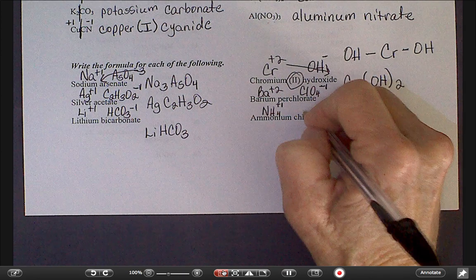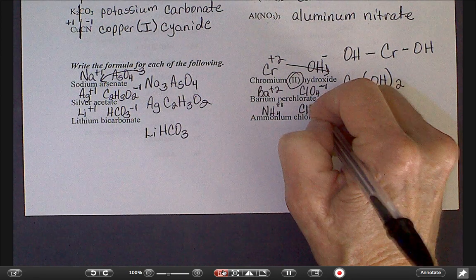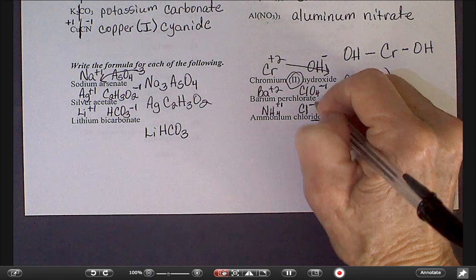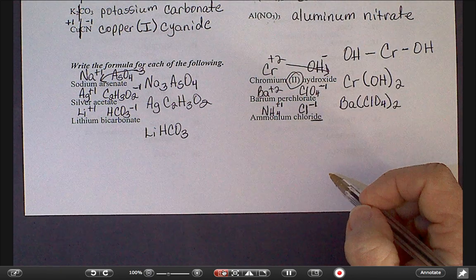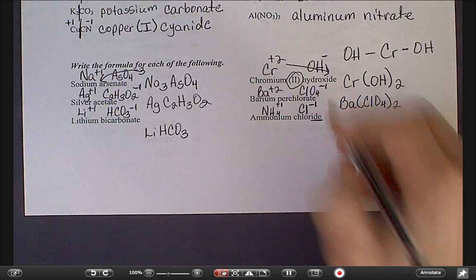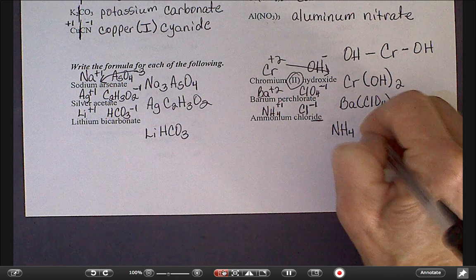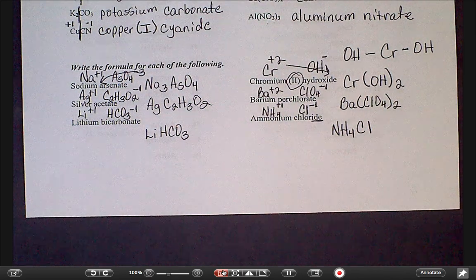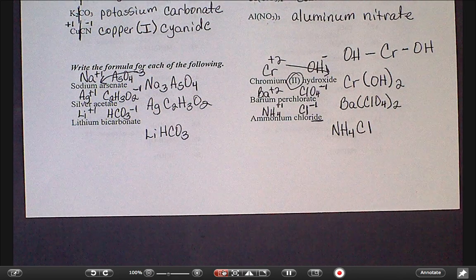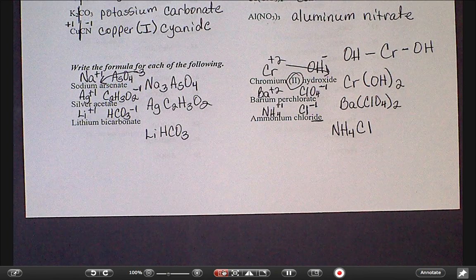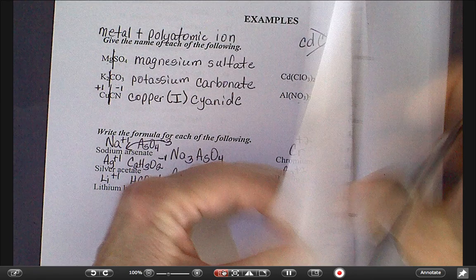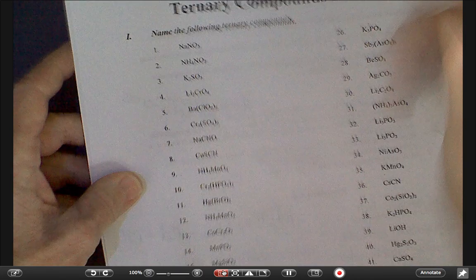Okay, so this is Cl from the periodic table. Group 7 is a minus 1. Okay, 1-to-1 ratio, yes? So NH4Cl. Questions? All right, your assignment. Guess what? Left side. Left side, front and back.